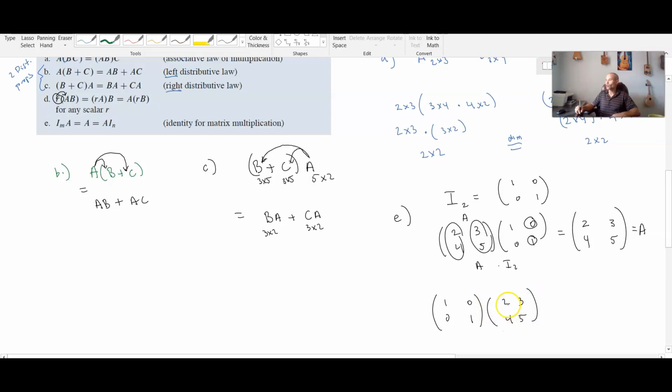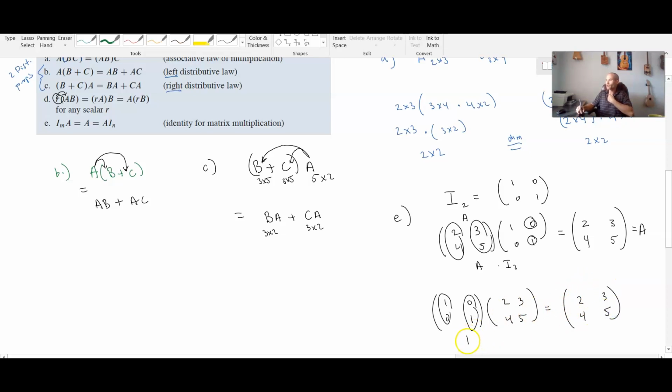In this case, we'll take 2 times the 1, 0 vector, which is 2, 0, plus 4 times the 0, 1 vector, which remember, these are just the standard basis vectors. So 2 times the 1, 0 vector returns 2, 0. 4 times the 0, 1 vector returns 0, 4. And when you add them together, you get 2, 4. And same thing for the 3, 5 vector.